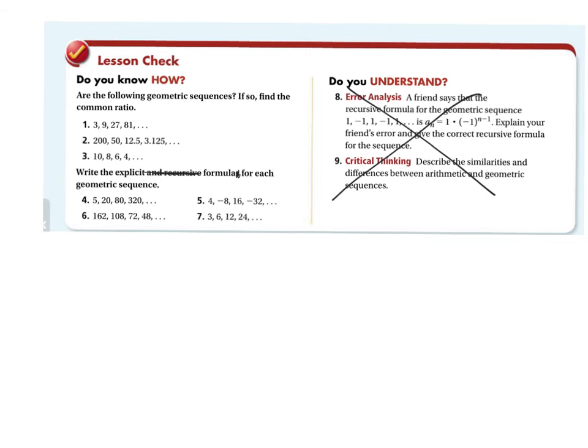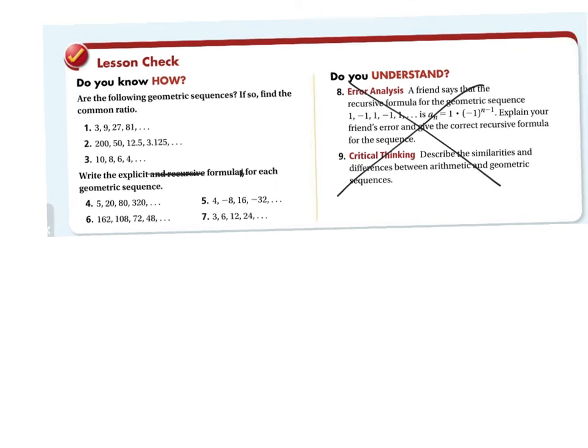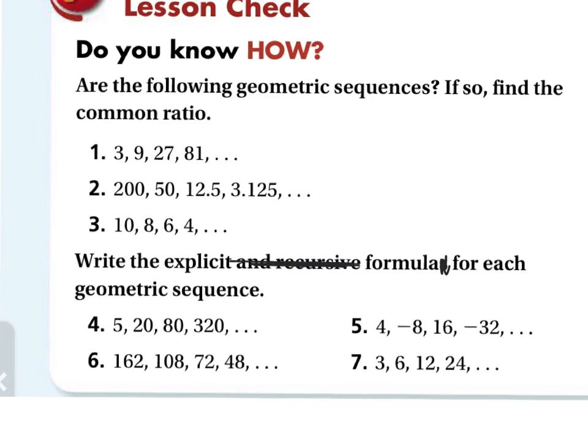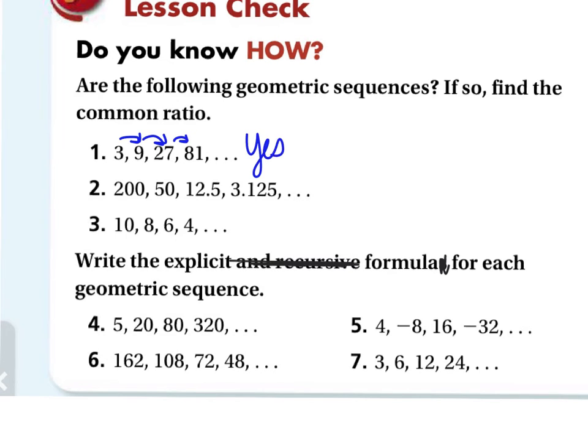We'll look at a few problems on the lesson check. First of all, they're asking if these are geometric sequences. If so, find the common ratio. So we're seeing if there's a pattern multiplying by the same thing each time. And for the first one, the answer would be yes. Common ratio would be 3 because they're multiplying by 3 each time.